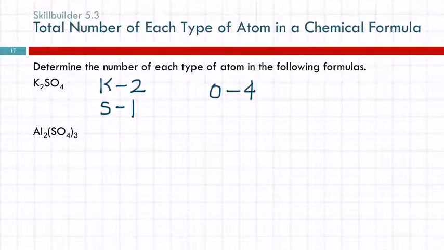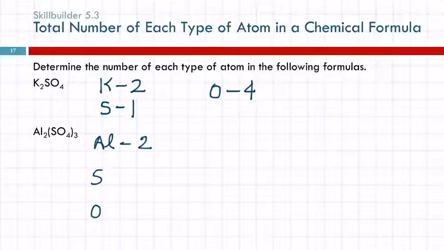Okay, now this one's a little more complicated. Al2(SO4)3. So again, we have 3 different elements. We've got aluminum, we've got sulfur, and we've got oxygen. How many aluminums? 2. How many sulfurs? I'm sorry, not oxygen, sulfurs. 3. I messed you up. I didn't mean to do that. And how many oxygens? 12. Okay? Everybody cool with that?